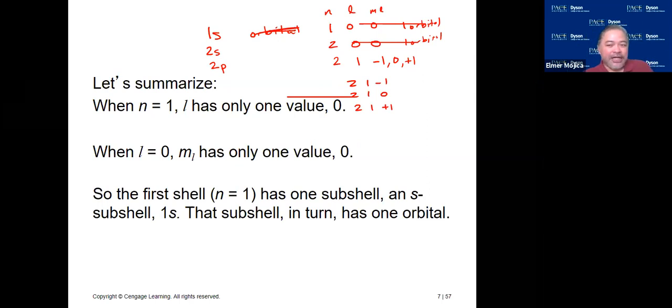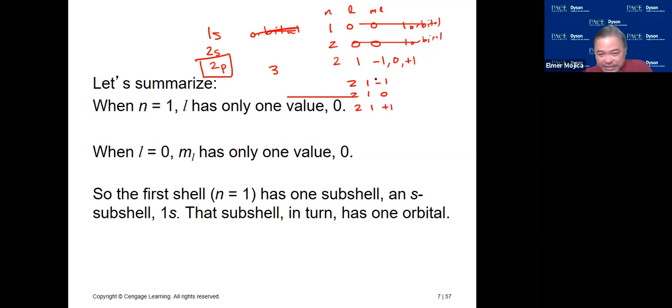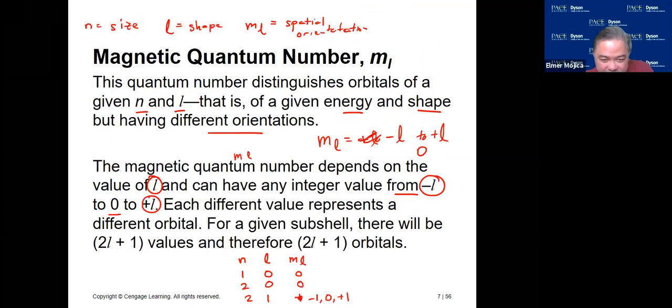So if I ask you the question, how many orbitals does 2p have? What is your answer? 3. The answer is 3. And each of these is designated by these quantum numbers. So we could say the s orbital has 1, the p orbitals have 3. If I'm not mistaken. So for a given subshell, there will be 2L plus 1 values and therefore 2L plus 1 orbitals.